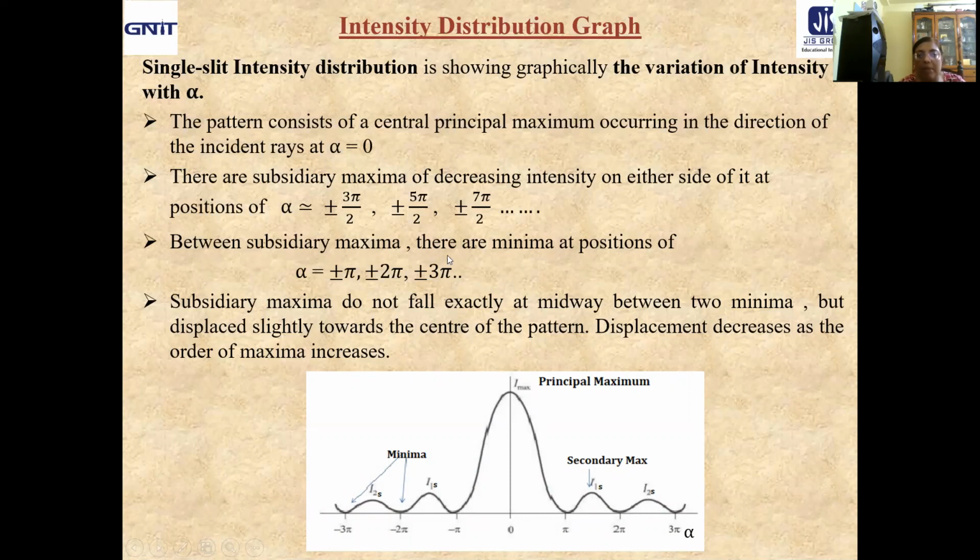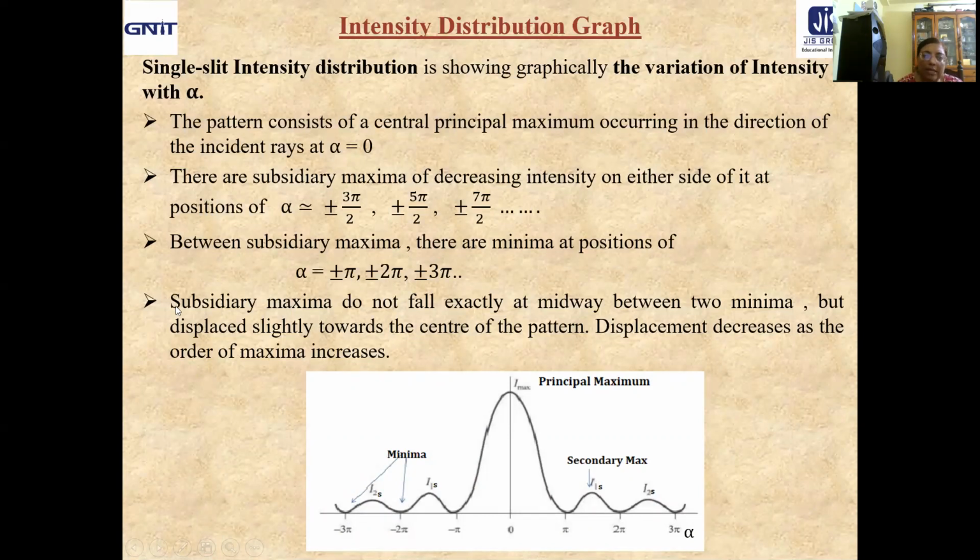Between the subsidiary maxima, there are minima at positions of plus minus pi, plus minus 2 pi, plus minus 3 pi, because we got alpha equal to plus minus m pi. So it is plus minus pi, the first minima. This is plus minus 2 pi, the second minima. These are plus minus 3 pi, that means the third minima.